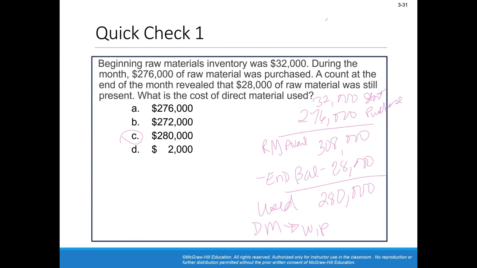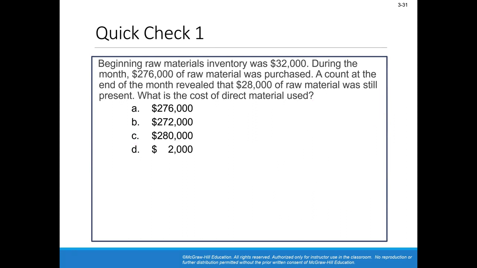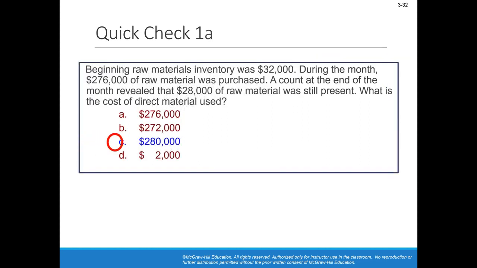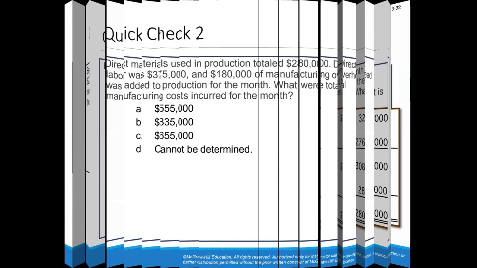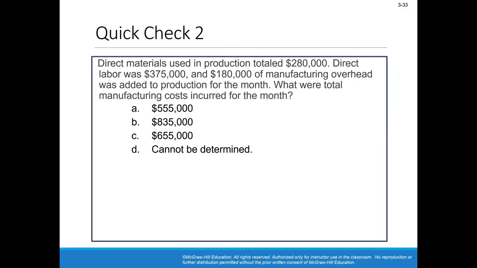All right, there it is. It breaks it out for you. All right, so we have direct materials used in production that cost 280,000. We have direct labor of 375,000 and 180,000 of manufacturing overhead was added to production for the month. What were the total manufacturing costs incurred for the month?